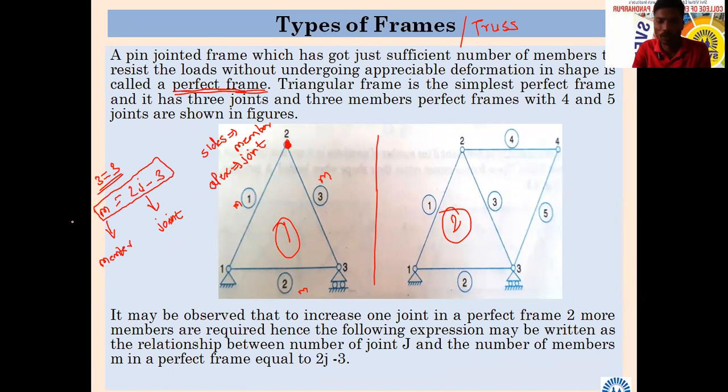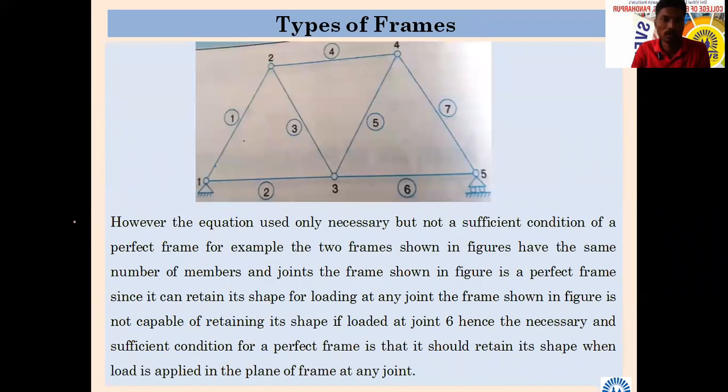It may be observed that to increase one joint in a perfect frame, 2 more members are required. Hence, the following expression may be written as the relationship between the number of joints J and the number of members. However, the equation is only a necessary but not sufficient condition of a perfect frame. For example, the 2 frames shown in the figure have the same number of members and joints. The first frame is a perfect frame since it can retain its shape for a loading at any joint. The other frame is not capable of retaining its shape if loaded at a joint. Hence the necessary and sufficient condition of a perfect frame is that it should retain its shape when load is applied.